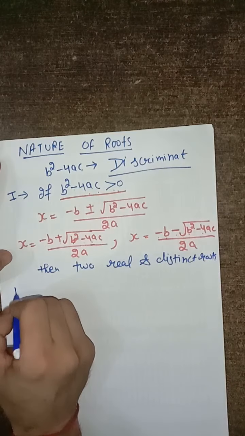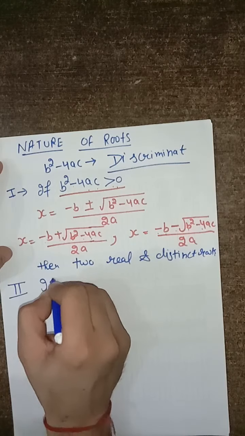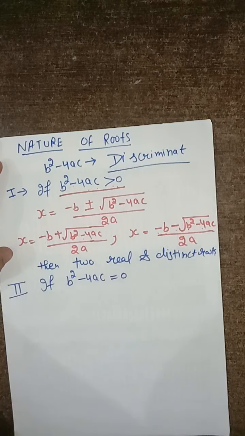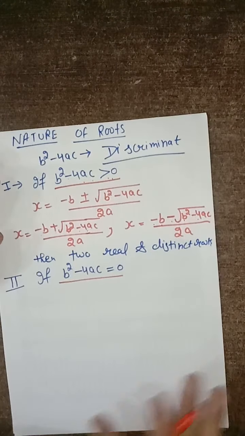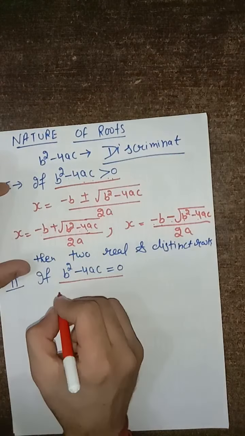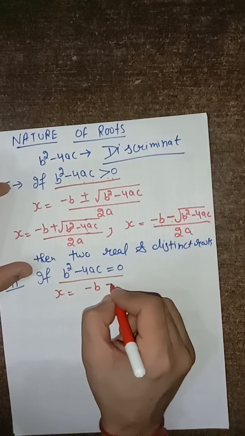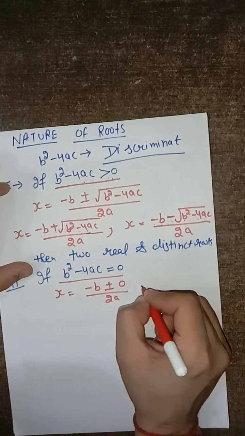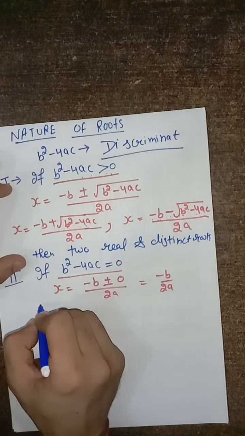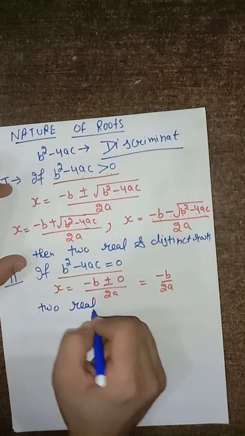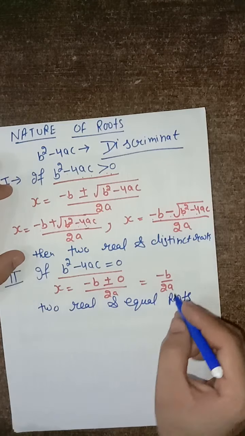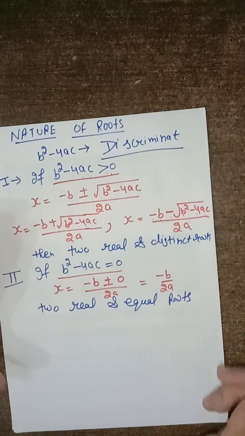On the other hand, our second case, if b square minus 4ac equals 0, then this whole term will become 0 and our root will be x equals minus b plus minus 0 divided by 2a, means minus b divided by 2a. This means the roots will be two real and equal roots, that is minus b divided by 2a.